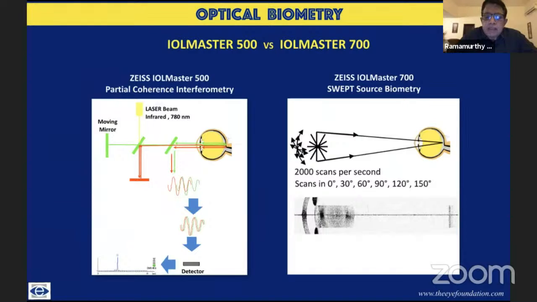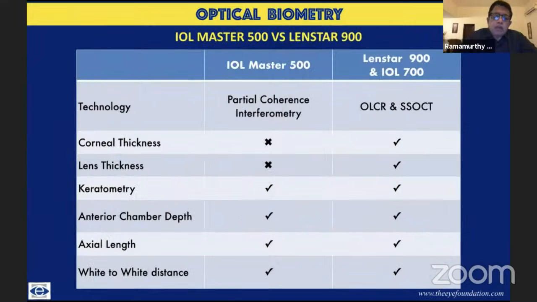There are more than 2,000 scans per second measured with the Swept-source OCT, and the scanning is done at 0 degrees, 30 degrees, 60, 90, 120, 150. So it gives a multi-dimensional view of the entire eye, right from the corneal epithelium to the retinal pigment epithelium. And this is essentially analyzed by the instrument's software to give us all the data that's required.